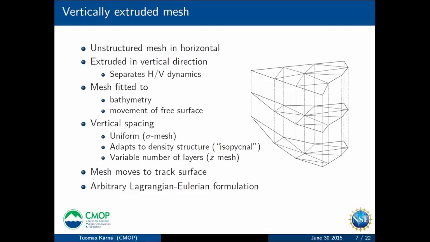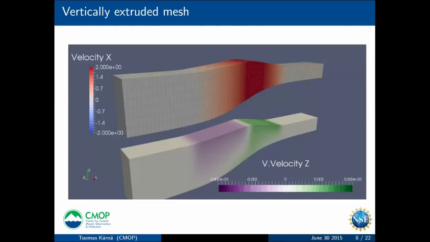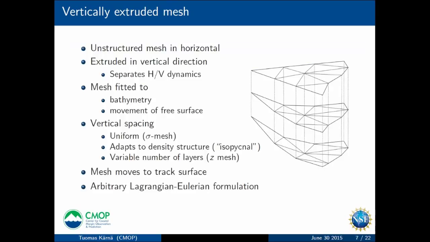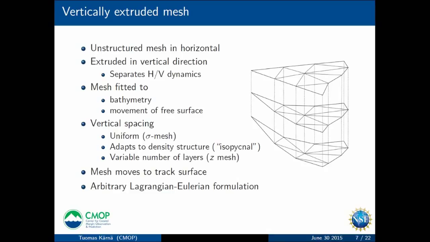So yes, this is relevant to both of the previous talks. So it's a non-affine mesh in the general case. And you have the extrusion there. And the grid spacing can be uniform, or it can be adapted to the density structure of the estuary or the coastal ocean. And in general, we'd also like to have a variable number of vertical levels, so not only constant everywhere in the domain.